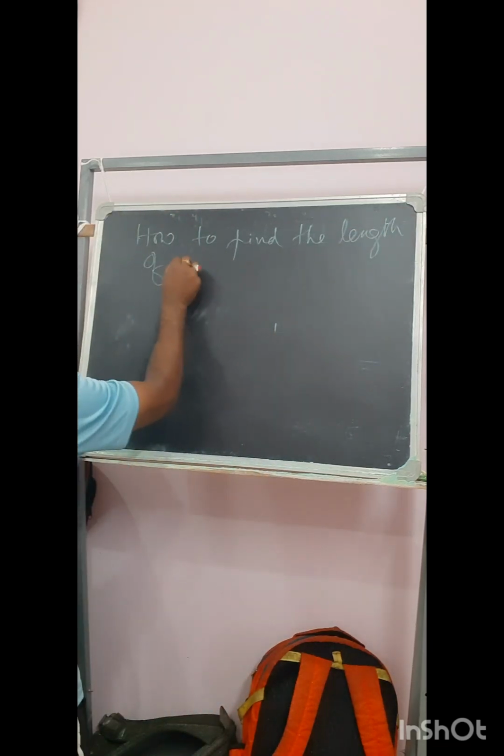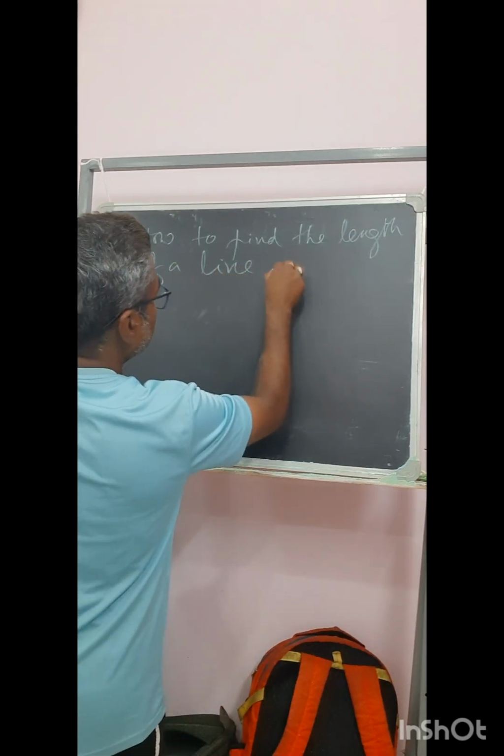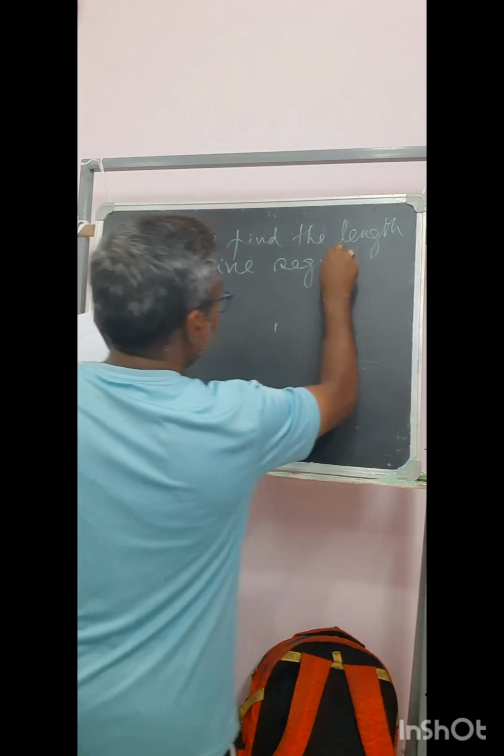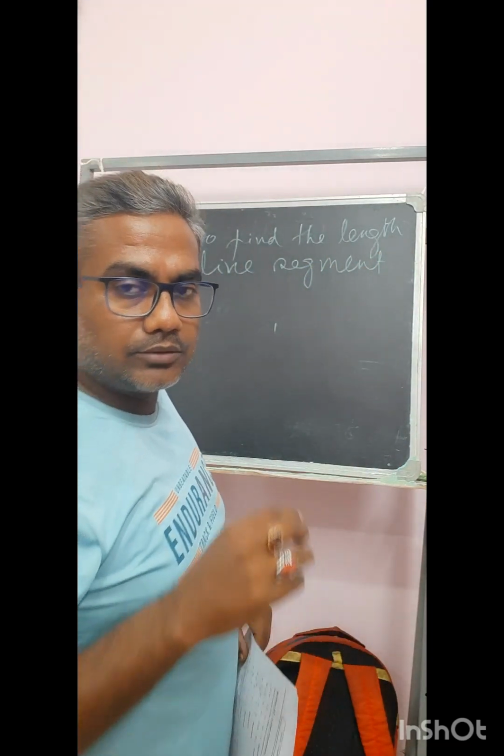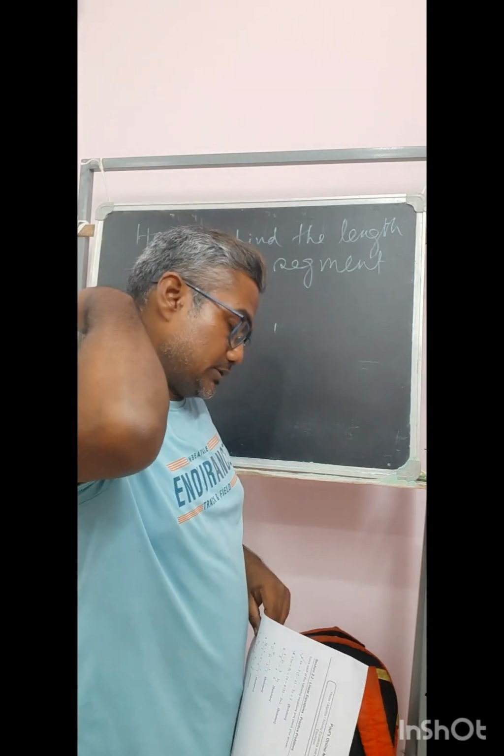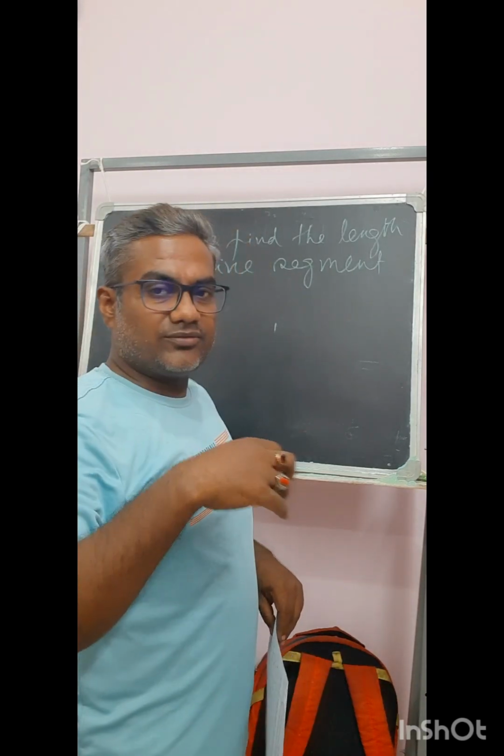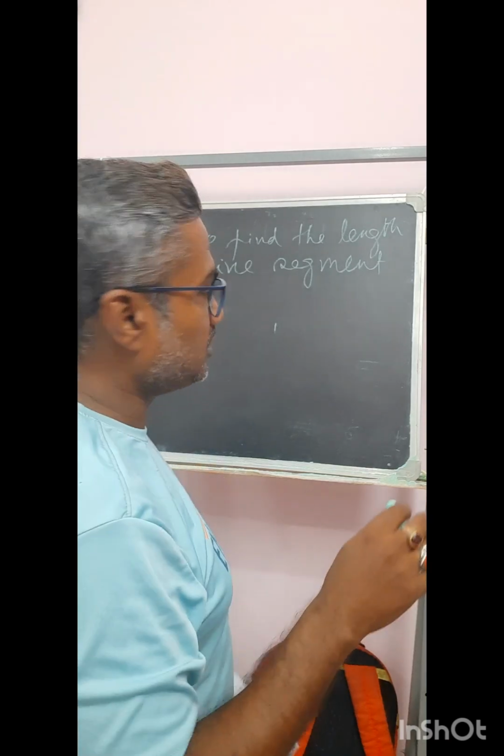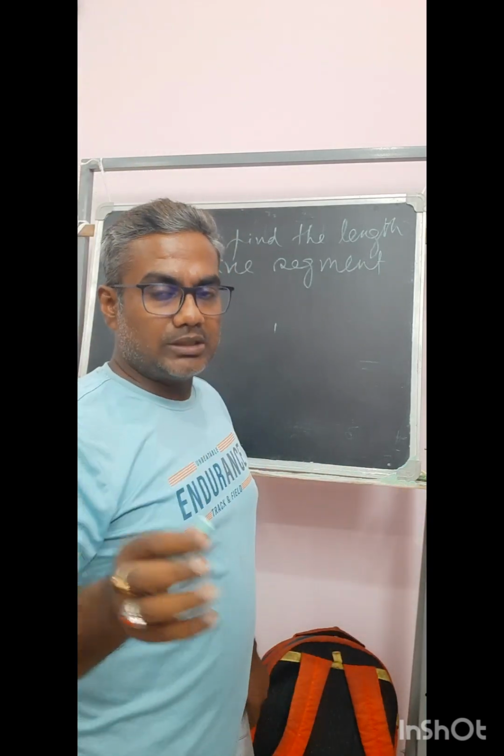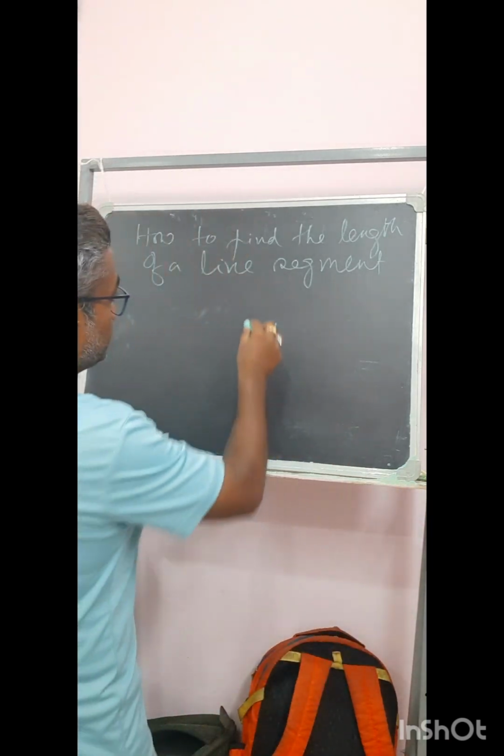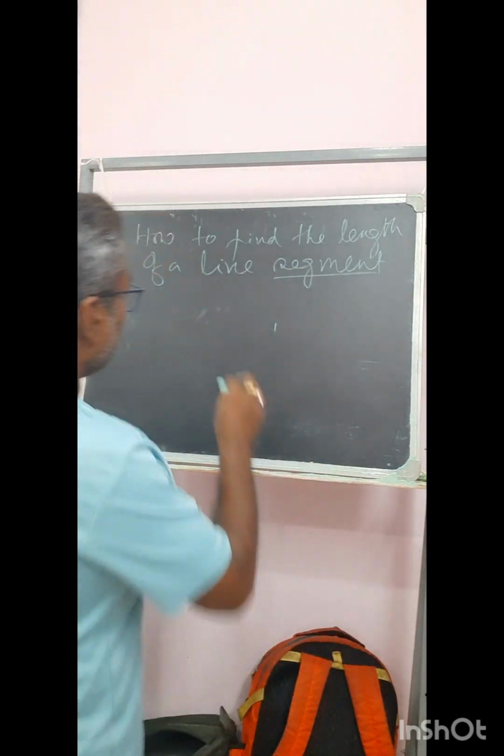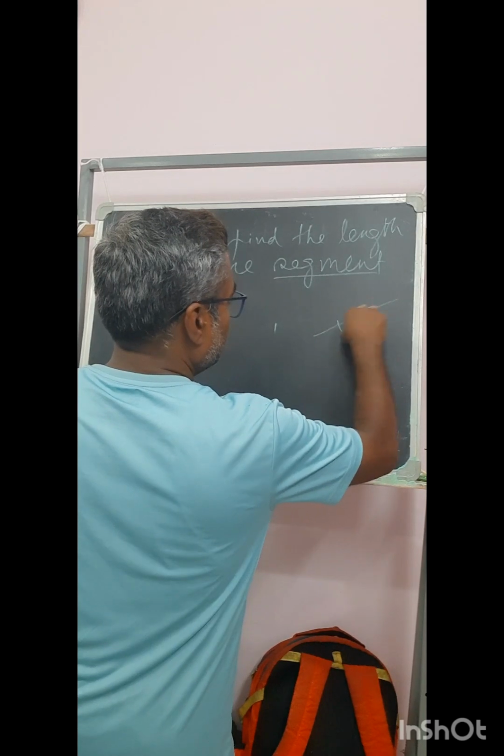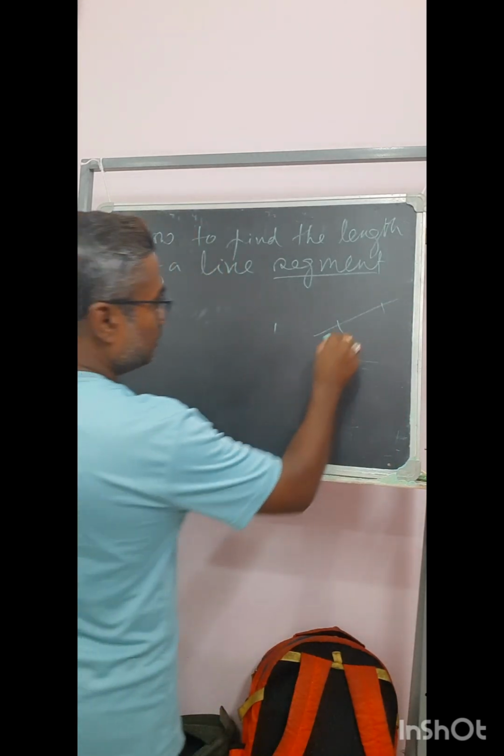of a line segment, because why I am saying segment, a line can be an infinite one that can travel to infinite distance if it is not bounded by some terminal points. So unless I say segment, I will not be able to find the length. So a line segment means it is a part of a line. Okay, there are two terminals.